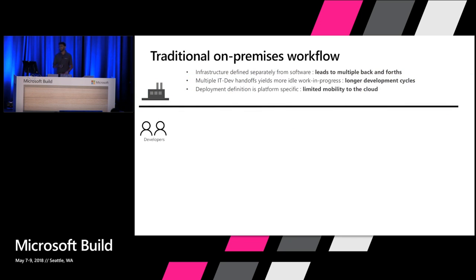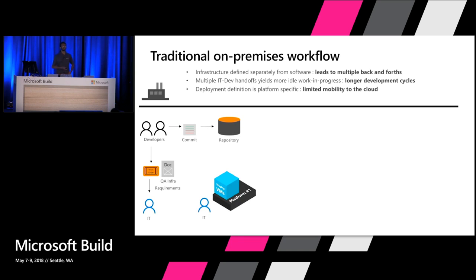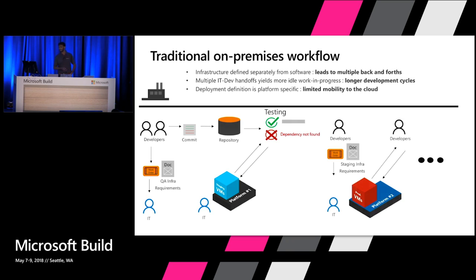Let's take a look at a traditional on-premises workflow. Developers tell IT exactly what they need for an infrastructure. IT builds it out. They rack and stack hardware. Again, this is on-premises, not in the cloud. Developers commit code to a repository. It's checked automatically or not. It's tested. Then it's deployed to staging, and then the IT and developers go back and forth until someone either quits or they have a semi-working product.